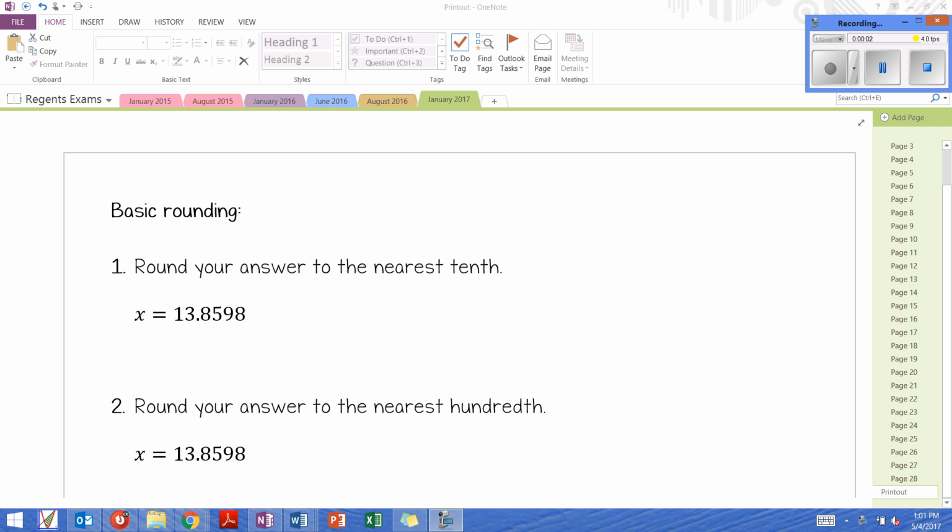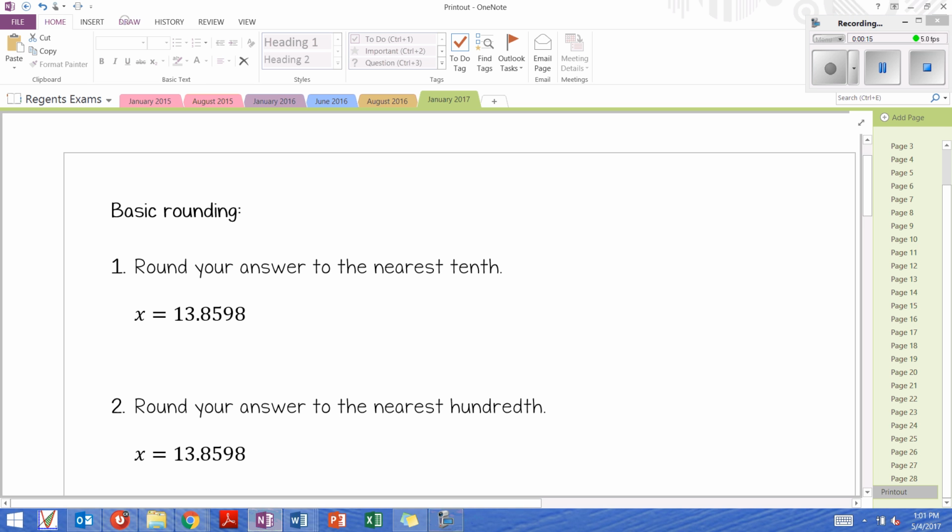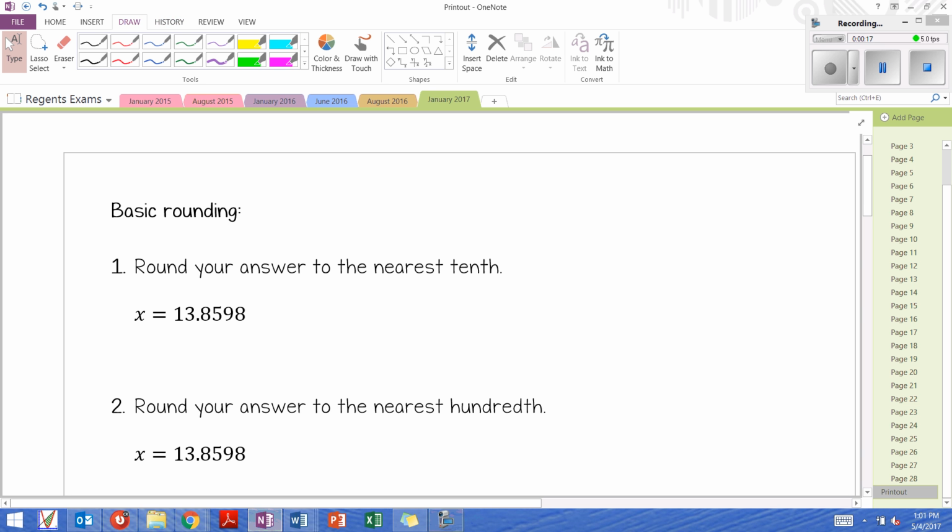I wanted to take a few minutes to go over how to round, since I noticed that this has been an area of struggle for many of us. You're doing all the hard math right, but then you get to the end and you make mistakes with the rounding. So here we go. Rounding boot camp. Here's basic rounding.